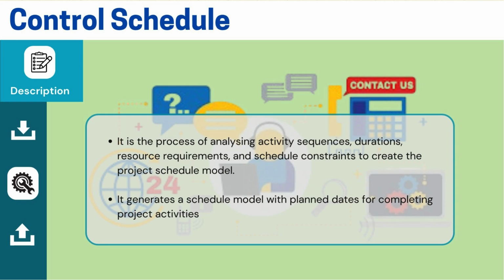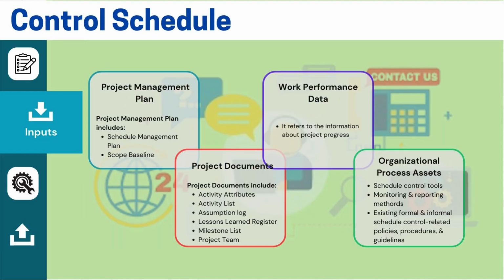We have also accounted for factors like skill constraints and conducted analysis. A schedule model helps provide insights into important dates and milestones. To control the schedule effectively, we should refer to the project schedule management plan and the scope baseline. Project documents such as the activity list, assumption log, and milestone list. Organizational process assets, OPA, which include monitoring and reporting methods.